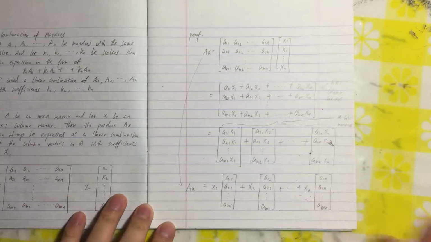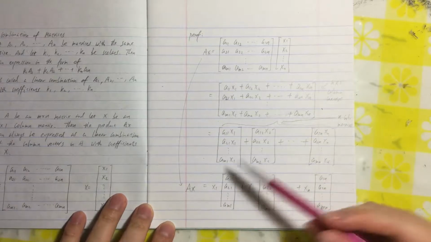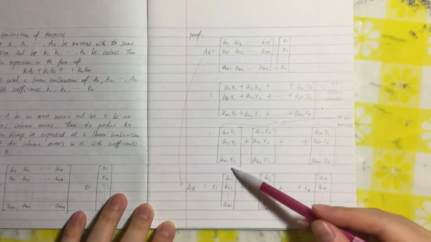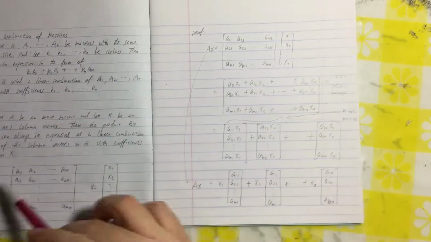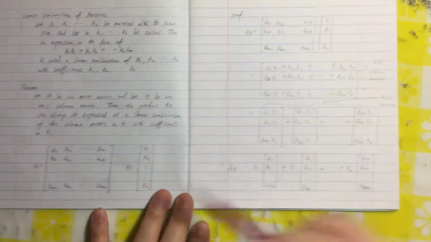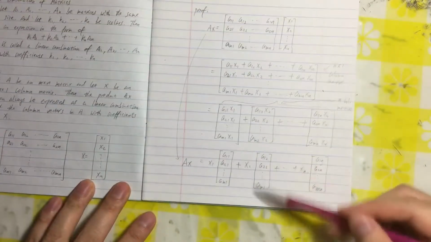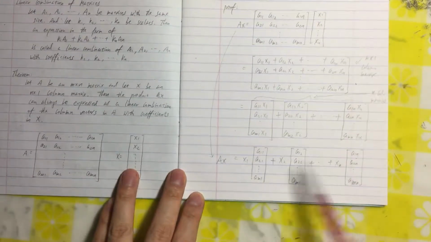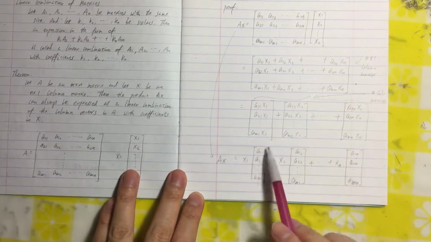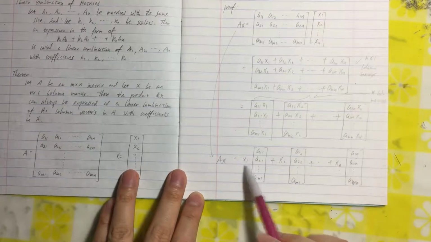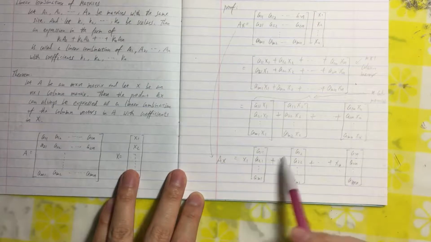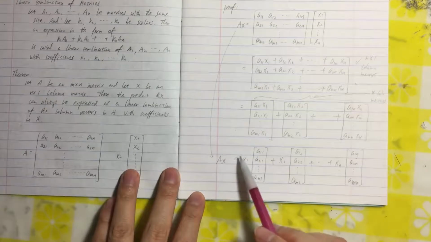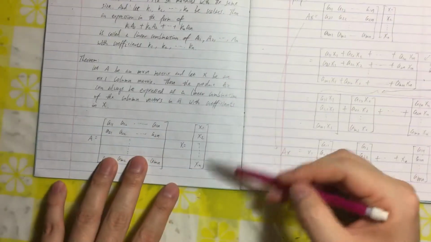So I write Ax as a linear combination of column vectors. Here I write Ax as a linear combination of these column vectors in A. Each column here is a column vector in A with coefficients S1, S2, Sn. These coefficients are entries in X.